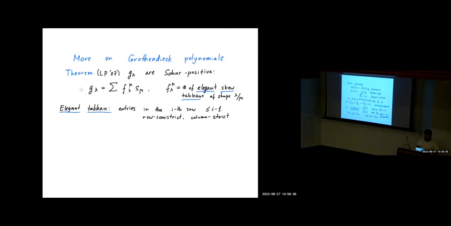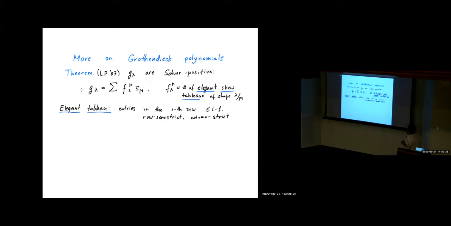Okay, so let me tell you something more about Grothendieck polynomials. As we know, since they're symmetric, they can be expressed in the Schur basis. And it turns out that the coefficients of the expression of G lambda in the Schur basis are non-negative. We know about one coefficient. It is 1. So G lambda is S lambda plus something of smaller degree. It would be interesting to get an interpretation of these coefficients F lambda mu. And it turns out that they have a combinatorial meaning. This is the number of so-called elegant skew tableaux of shape lambda slash mu.